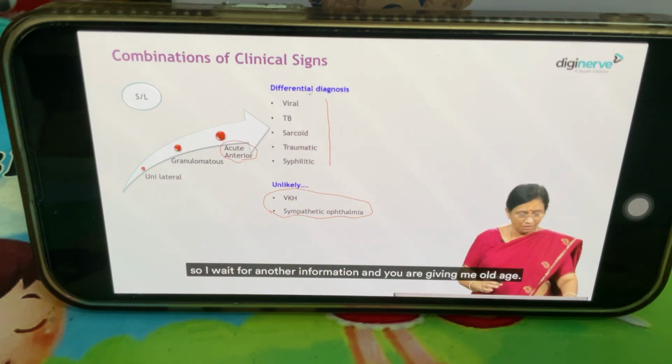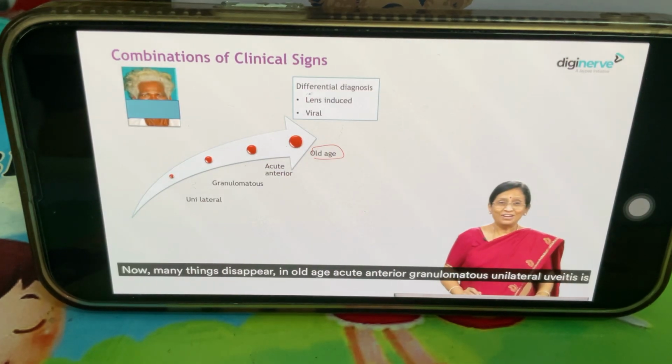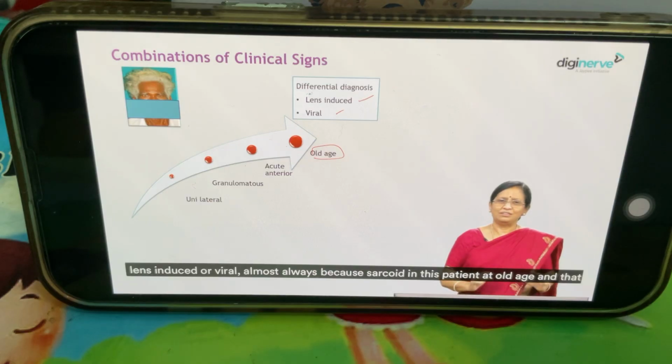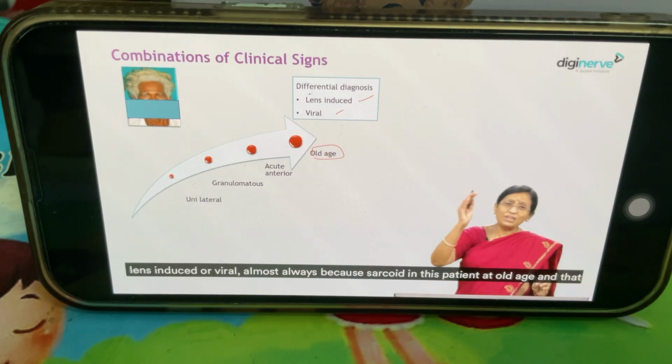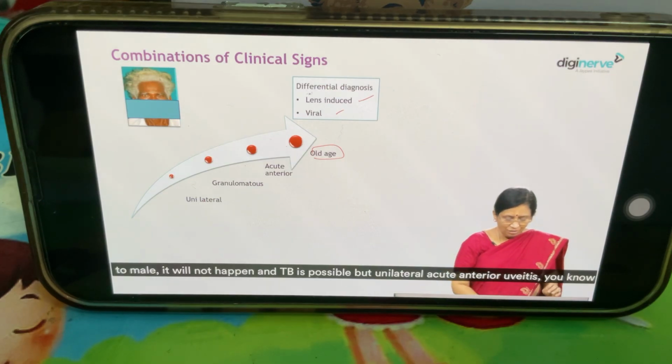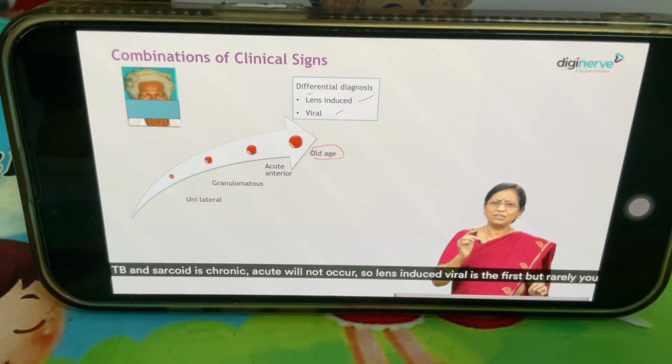So I wait for another piece of information and you are giving me old age. Now, many things disappear. In old age, acute anterior granulomatous unilateral uveitis is lens-induced or viral. Almost always. Because sarcoid in this patient at old age, and that too male, will not happen. And TB is possible, but for unilateral acute anterior uveitis, you know TB and sarcoid are chronic.